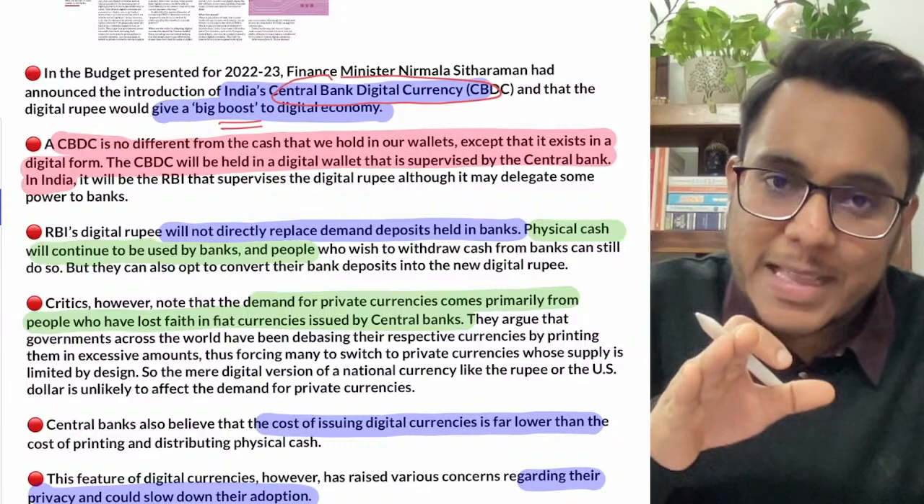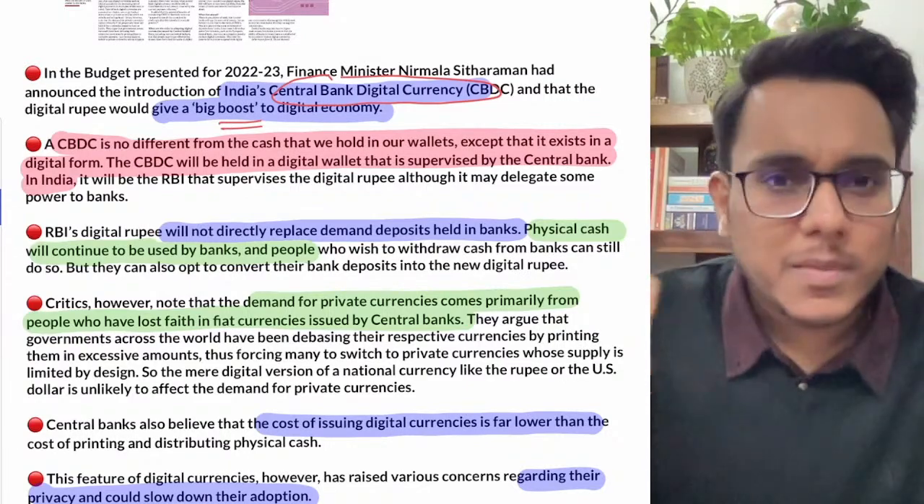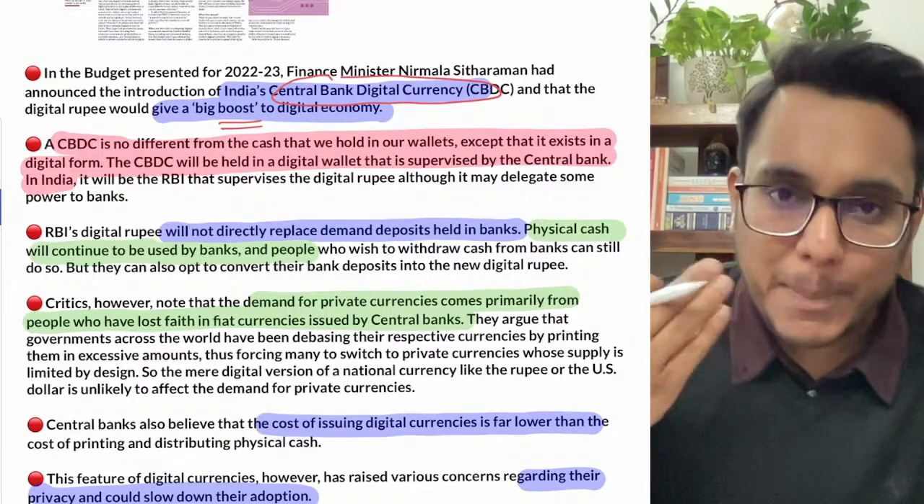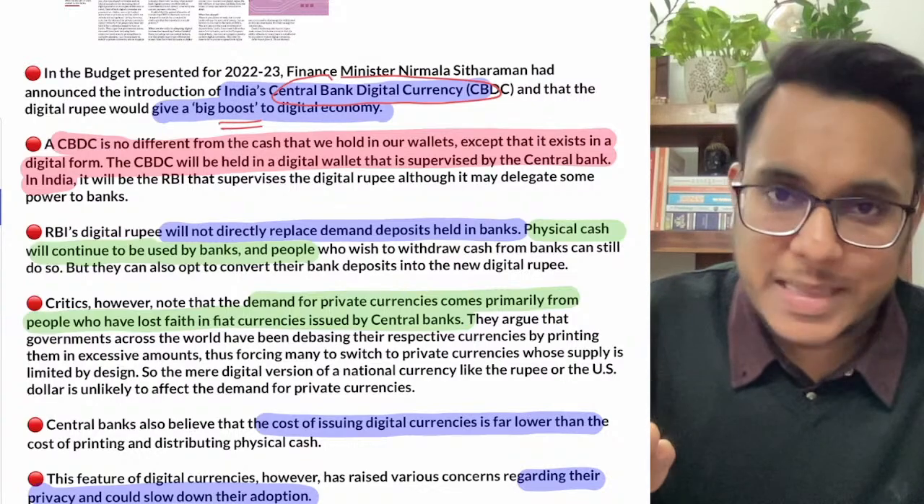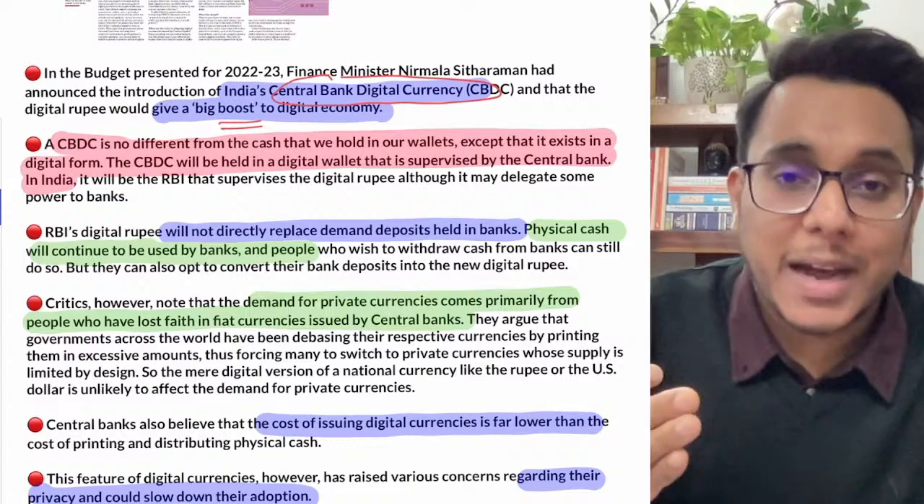Who will maintain this digital wallet? The Reserve Bank of India will maintain this digital wallet. So just understand this: you have your Paytm account. In the Paytm account there is some money that you have added, but when you are transferring it, it is not real money.